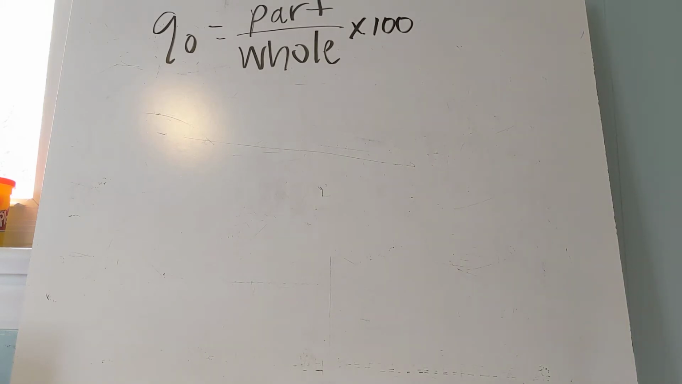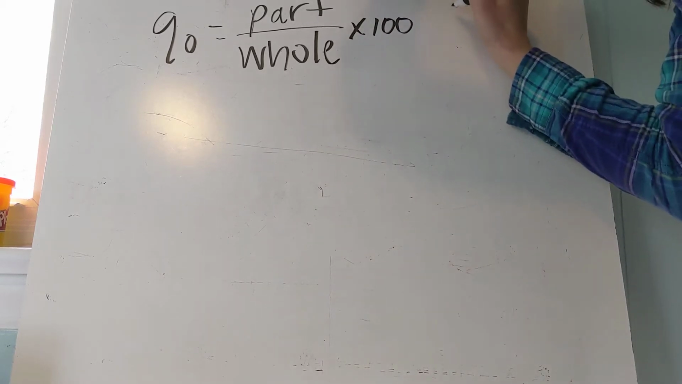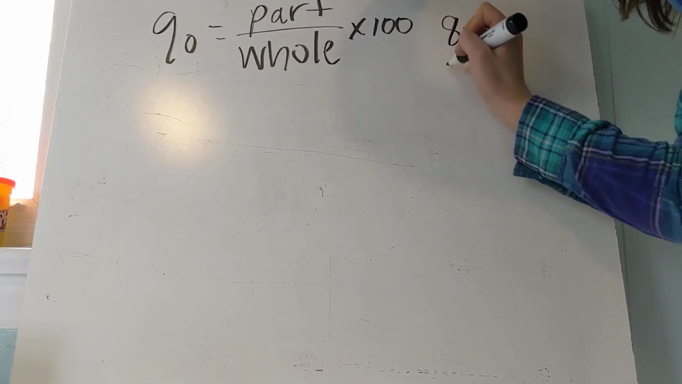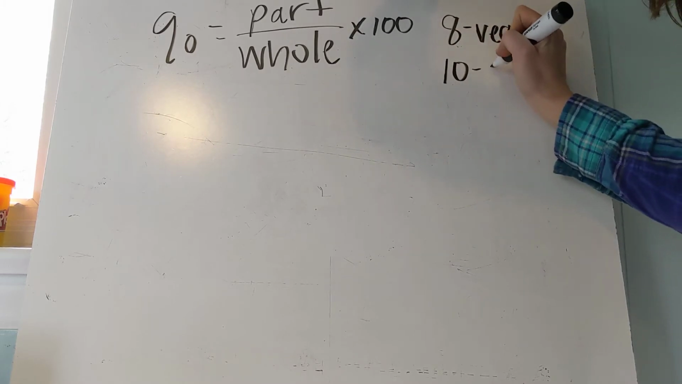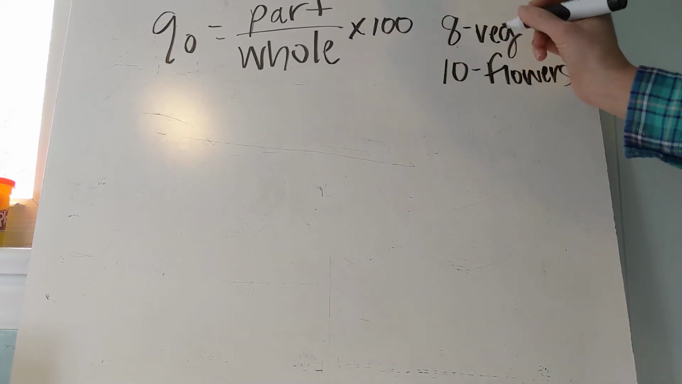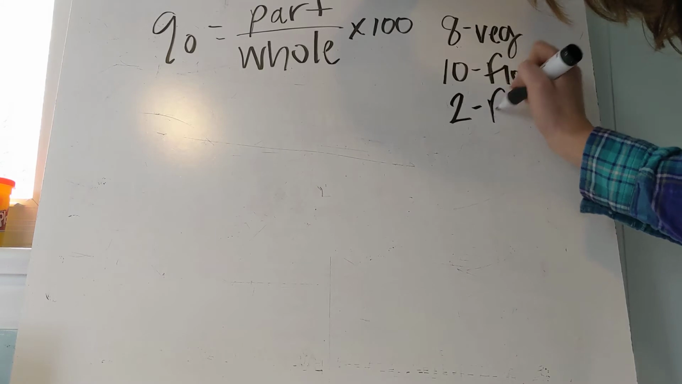So if I'm thinking about, let's say, my garden this summer, I might figure out what percent of my garden is going to be vegetables out of the whole thing. So let's say I might be growing 8 vegetables. I might be growing 10 flowers. And I'm not very good with fruits, so I might be growing 2 fruits.